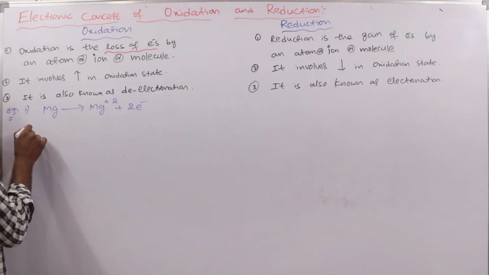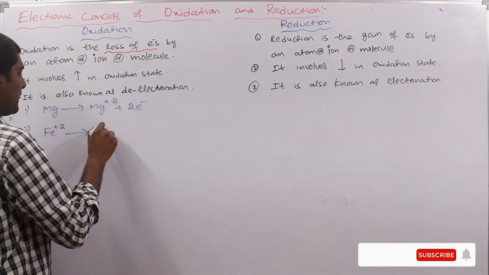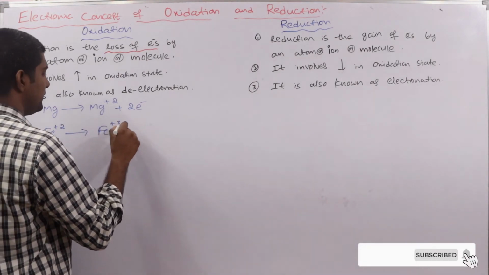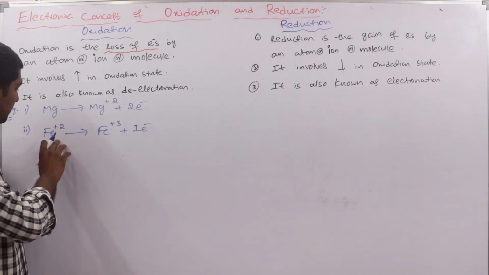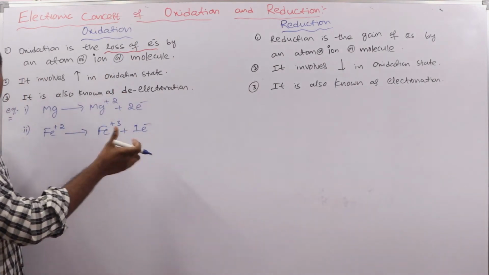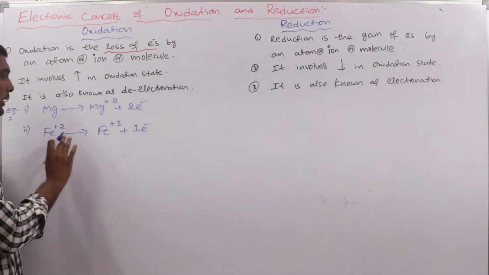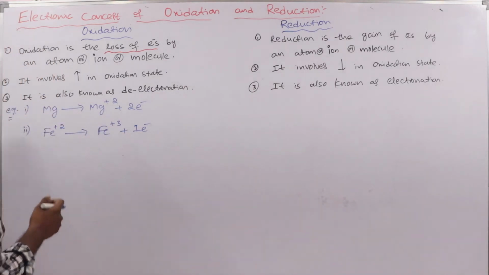Or let us take another example. Suppose we have Fe+2 going to Fe+3 plus 1 electron. From the Fe+2 ion, ferrous ion, if we remove 1 electron, we get the ferric ion. Fe+2 is ferrous, Fe+3 is ferric.